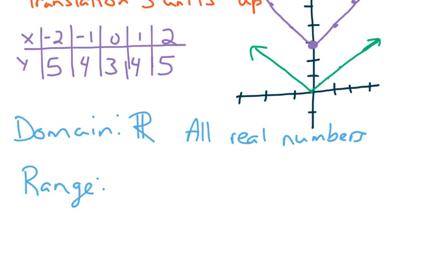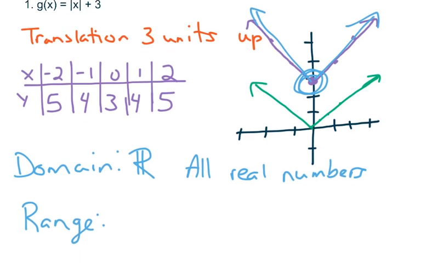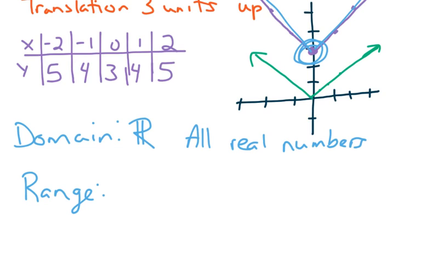The range, those are all the y values. We're looking at the purple function here. If you look, it's going upwards in both directions, but it's got this point down here at the vertex where it bottoms out. The y value of that point is 3. And we have a closed circle here, a dot. We show that we can use the y value of 3. So we can say that the y's are all greater than or equal to 3. That is the range for this particular function.